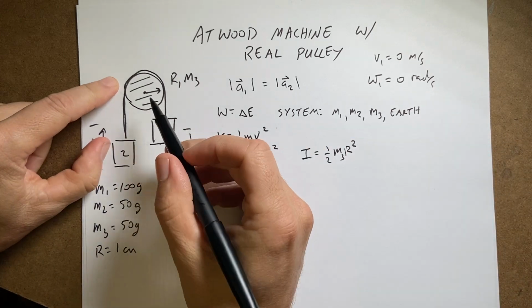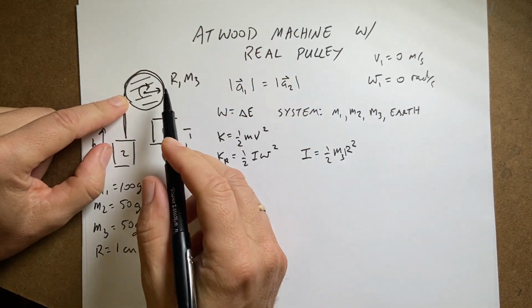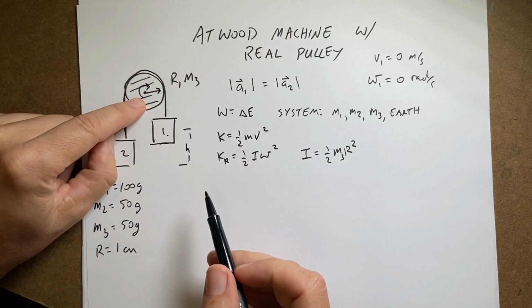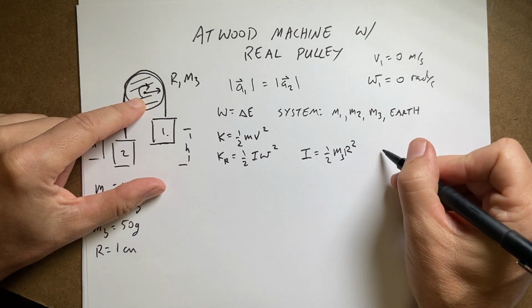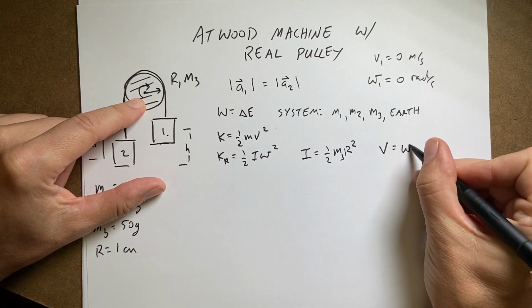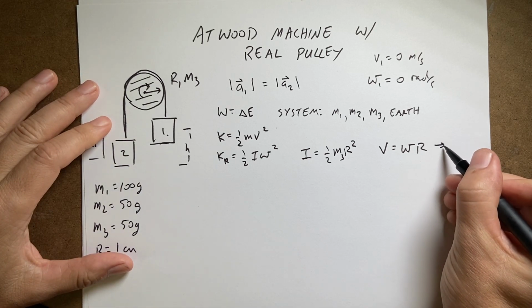Also, if this is rotating and the string is not slipping, then the velocity of the string on the edge has to be related to the angular velocity of the disk, such that v equals omega r. That has to be true because no slipping.